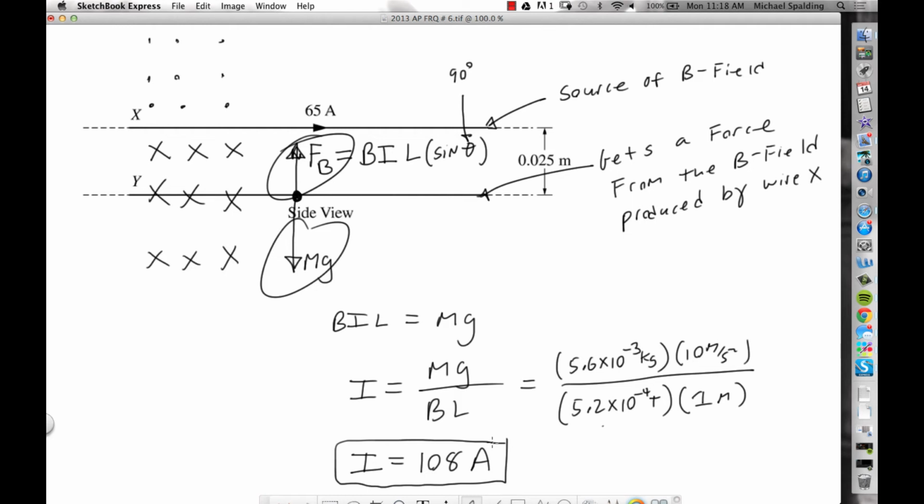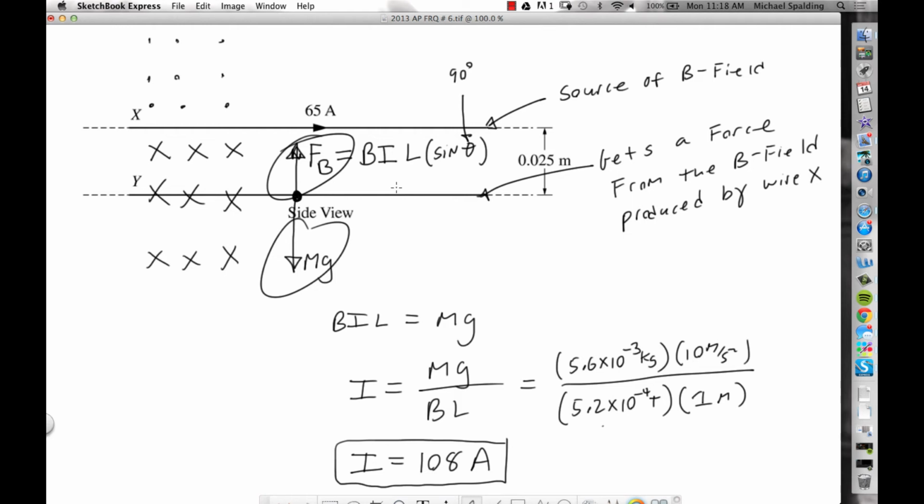Okay, and then the second part, which way is the current in wire Y? It's either going to be to the right or to the left. So to figure out the direction of the current, you have to do right-hand rule number 1, the flat hand rule. So look, the way you do it, the force of the magnetic field on wire Y has to be up. So your palm has to be up.